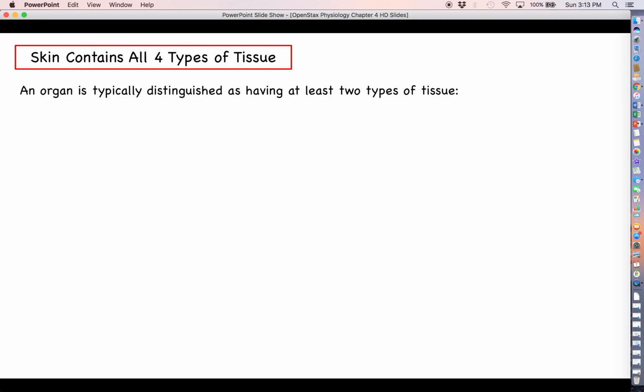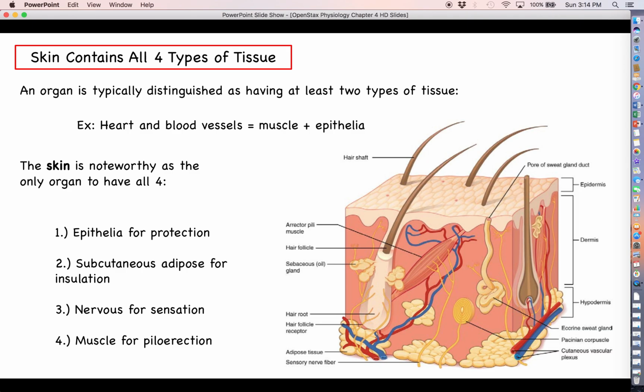And then the very last thing that we can go ahead and mention is that any particular organ, whether it's the heart, the brain, the liver, etc., is going to have at least 2 different types of tissue. So no organ is going to be made up of just one type of tissue. Your brain is going to be nervous tissue and connective tissue. Your heart is going to be muscle tissue and connective tissue. So connective tissue is going to be all over the place. But organs are characterized as having at least 2 different types of tissue. So heart and blood vessels are muscle and epithelia and some connective tissue. The skin is your one shining example of an organ that just so happens to have all 4 different types of tissue all at once.